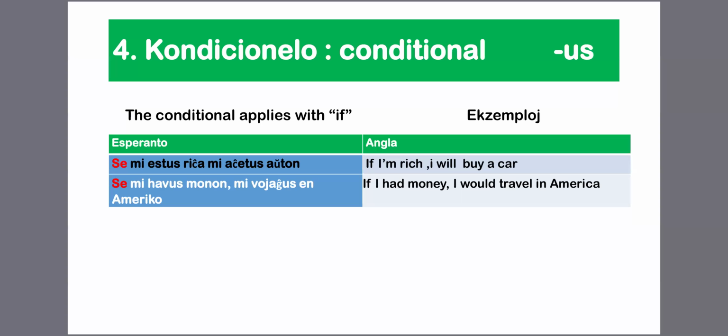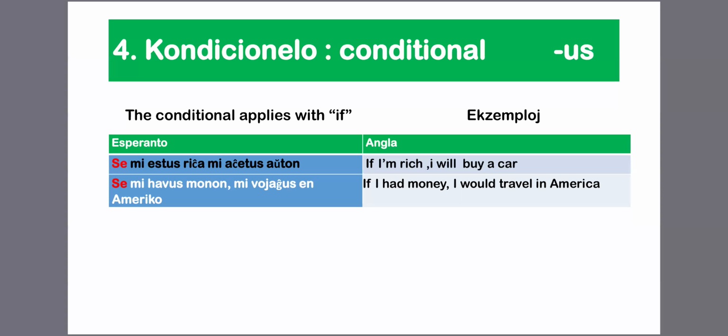For example, I say, the word for if in Esperanto is se. Se mi estus. You can see here, I use the verb to be, but now I'm using it in condition. Se mi estus riĉa, mi aĉetus aŭton. Se mi estus riĉa, mi aĉetus aŭton. If I'm rich, I will buy a car. If I'm rich, I will buy a car.